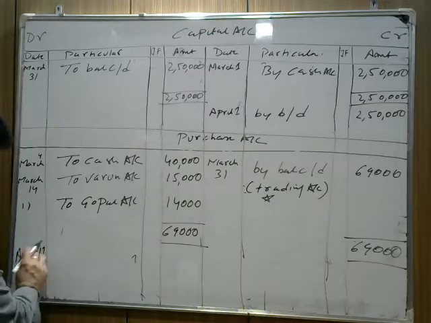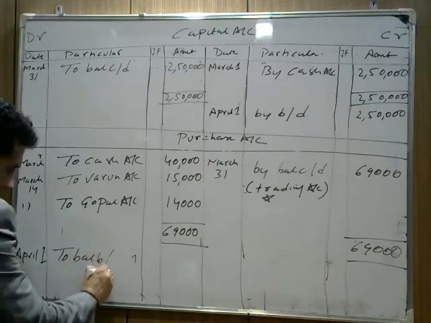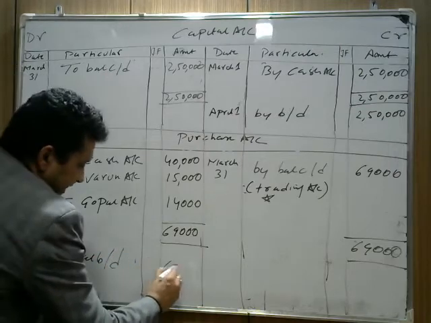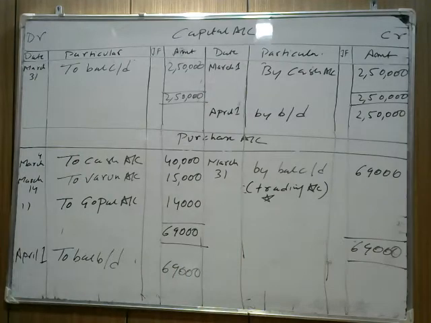1st. We write on April 1st to balance b/d, and the trading balance is 69,000. I hope this part is clear. So we finished three ledgers: cash, capital and purchase.